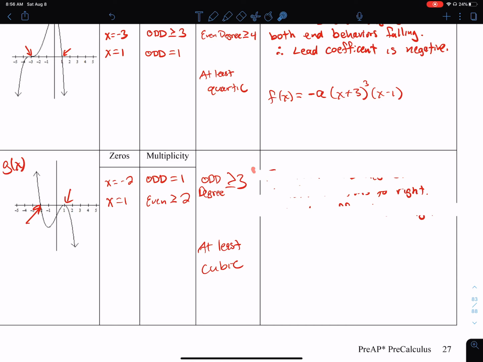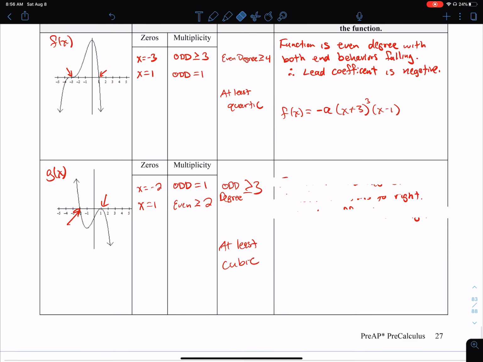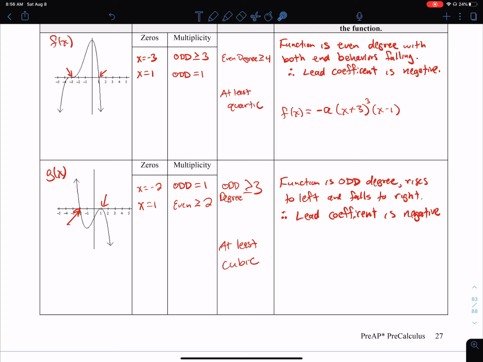So our conclusion for this last question, which is determine if leading coefficient is positive or negative. Function is odd and rises to the left and falls to the right. So I'm just stating the observation. It's odd, rises to the left, it falls to the right. If you think about our parent graphs, that is the same resemblance as y equals negative x. Therefore, the lead coefficient is negative.